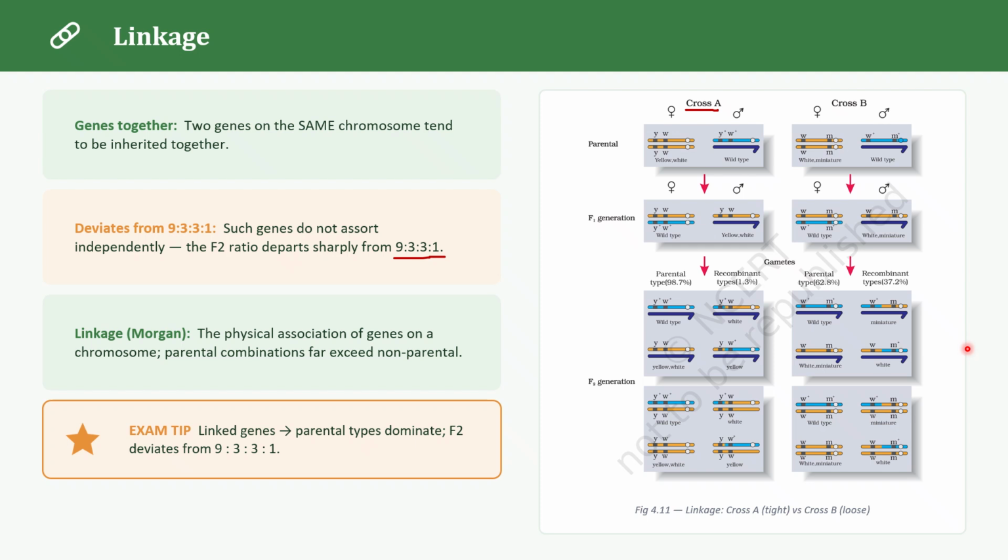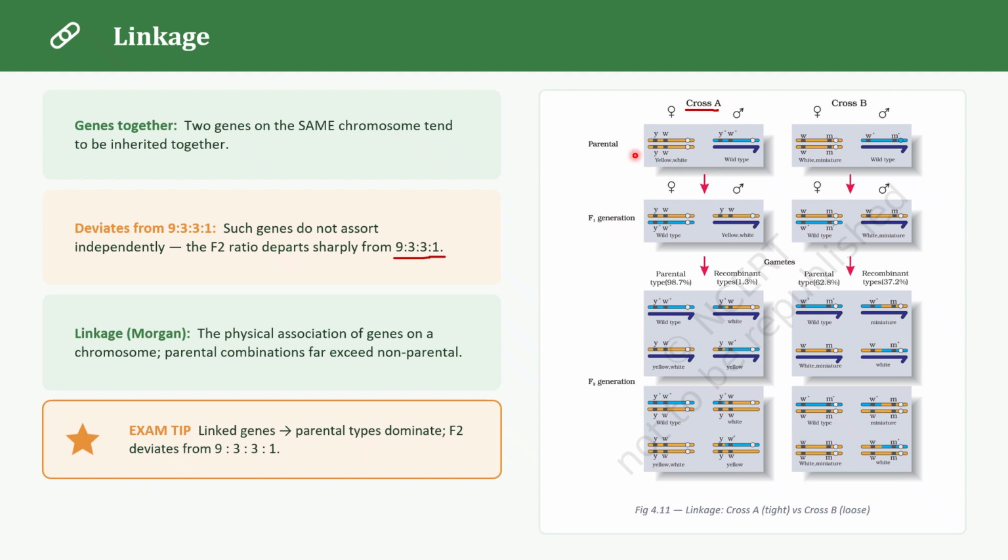You may have a question: why does the recombination differ? See, the chance of crossing over depends on the distance between the genes. You can see the distance over here, the distance between the genes.